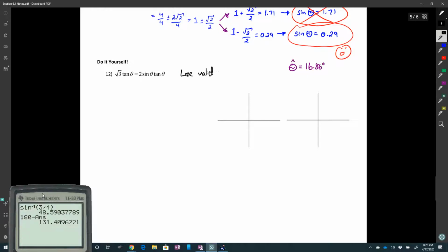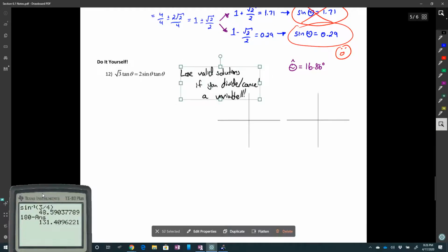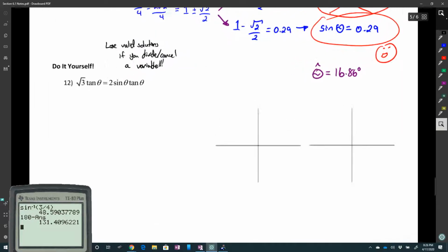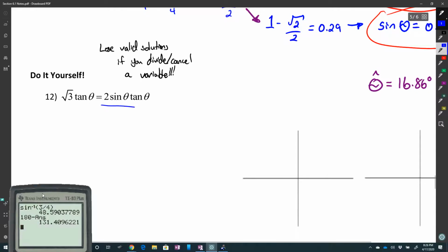Lose valid solutions if you divide by a variable. So if you divide and cancel a variable, then you lose possible answers. And we don't want to do that. So that's going to be the big no-no that you don't want to do in this section. It might be legal to divide by variables, but when you do, you lose solutions. So in this case, if you say, oh, divide by tangent theta, well, that's legal and the tangents cancel out. You're losing the tangent theta as a solution.